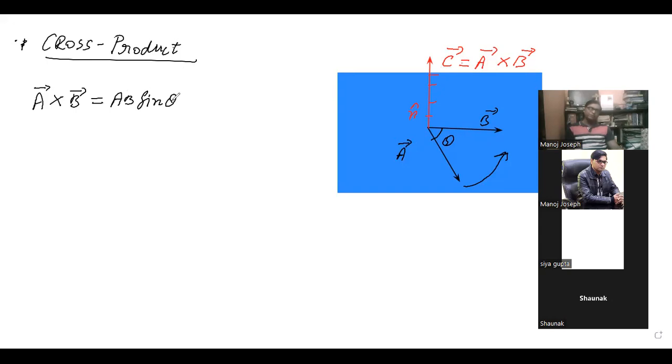So we denote it by n cap. It will be the unit vector n cap here, when A is being rotated towards B. So it is called the cross product. So let us define it.